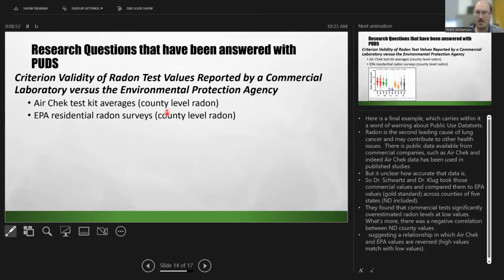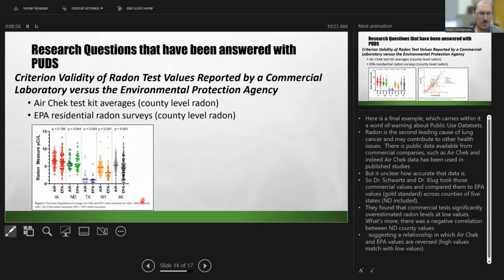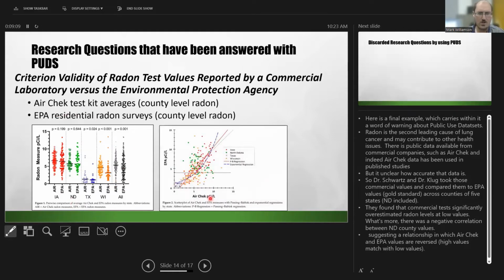These are both at the county level. And they compared the two across 5 states in the counties. One of the states was North Dakota. And while they found there was fairly strong correlation between the two, they found that the commercial AirCheck rates significantly overestimated radon levels at low values.